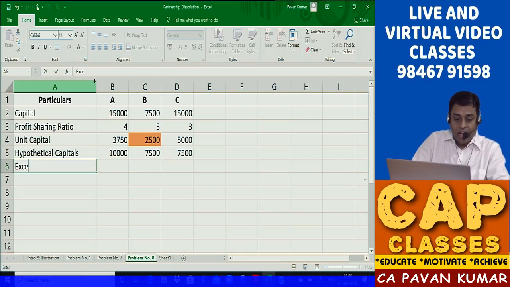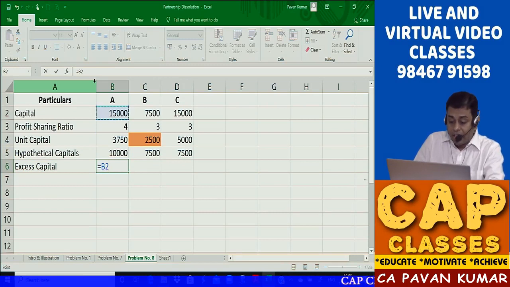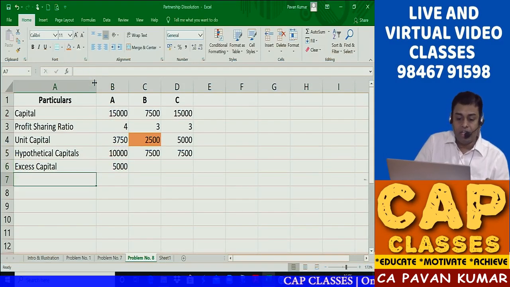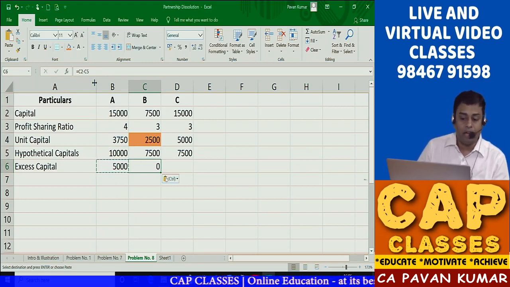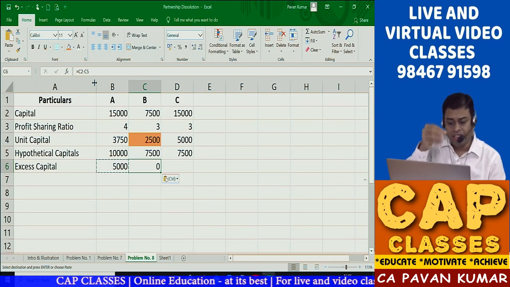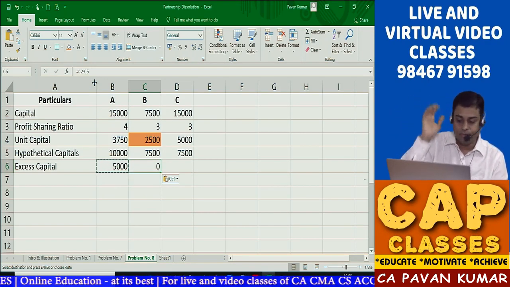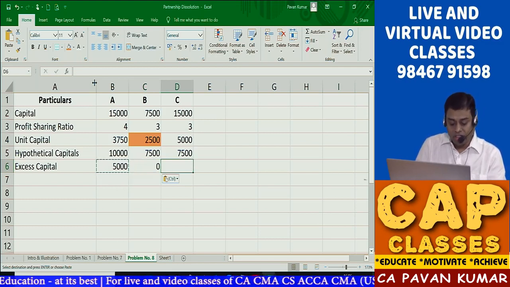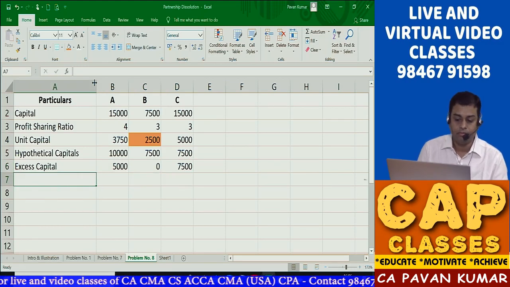So can I say excess capital? Here actual capital is 15,000, but my hypothetical capital is 10,000 only. For the second guy, there is no excess capital because he is the basis. So rule: whenever the person is the basis for calculation of others' capitals, he will not have any excess. Then what about C? He has 7,500 excess.